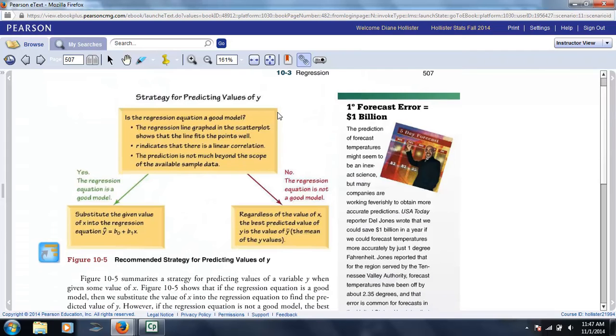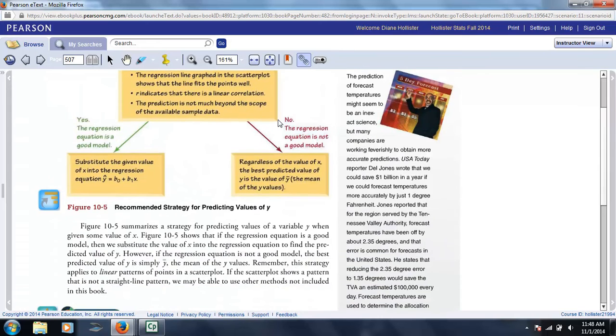Now, strategies for predicting y. Can we use the equation all the time as a model for y? And the answer is no. If you have a significant correlation and the scatter plot kind of indicates that, you've got a line there and you go ahead and compute, then yes, it's a good model. However, if you do not have a significant correlation, then no, the regression equation is not a good model. And the only thing you can do then is use the average of y as the best predictor.